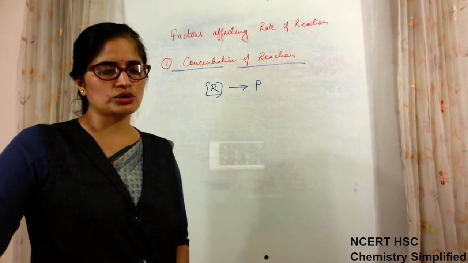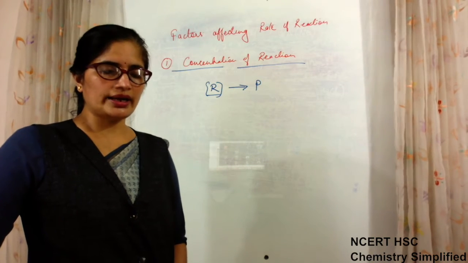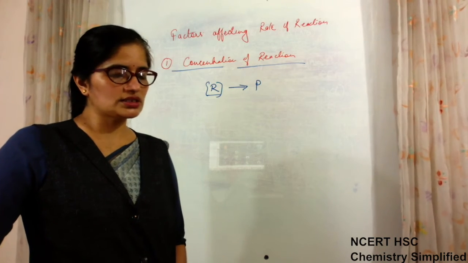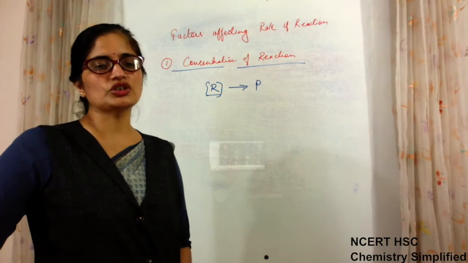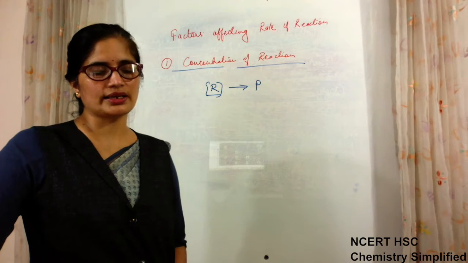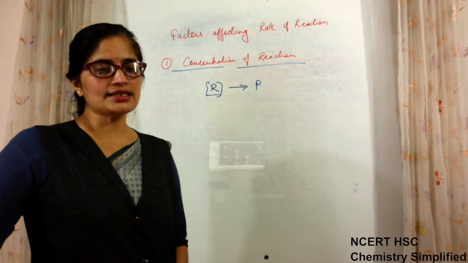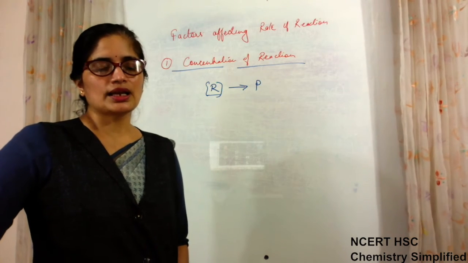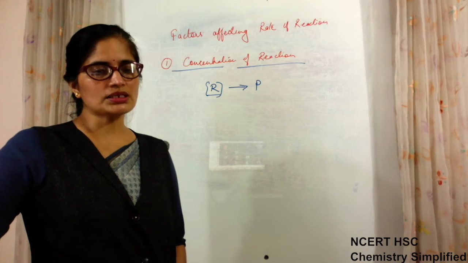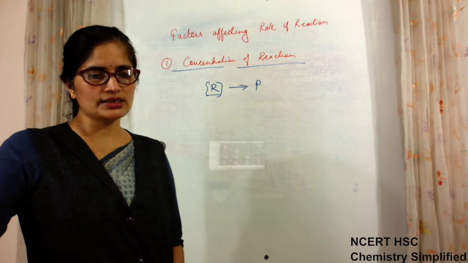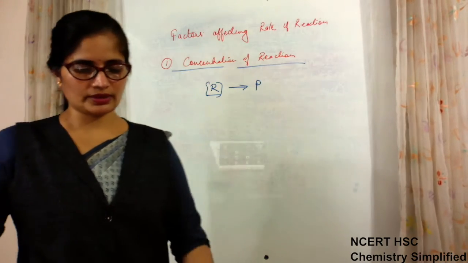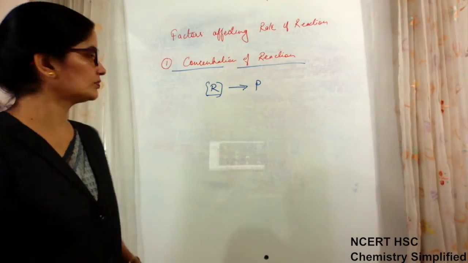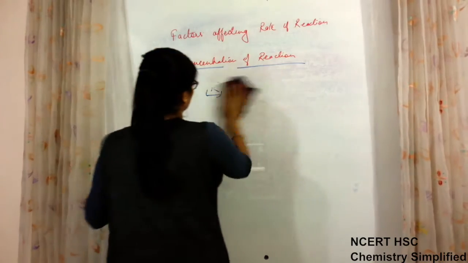Okay, so how does concentration affect the rate? More is the concentration of the reactants, more is the rate of reaction. And as reactants get over, the rate of reaction becomes constant, or you can say the reaction attains equilibrium after certain time. So this is the effect.